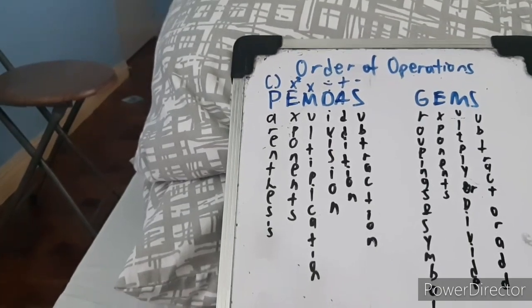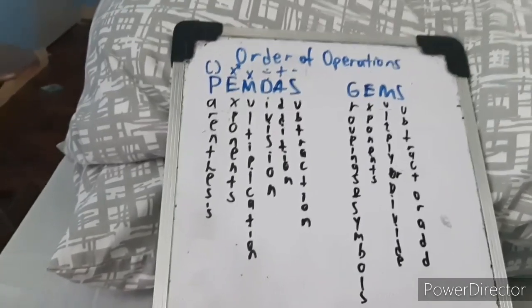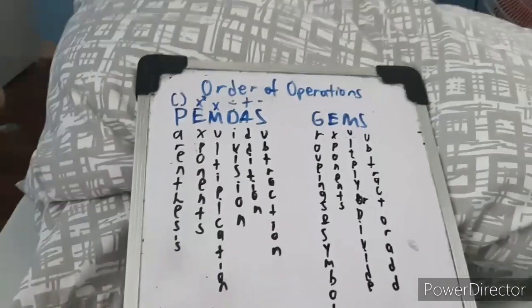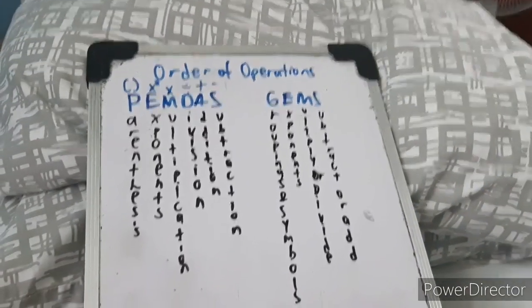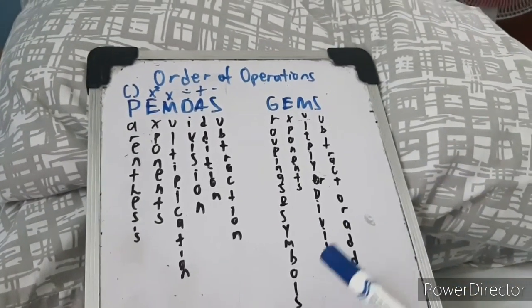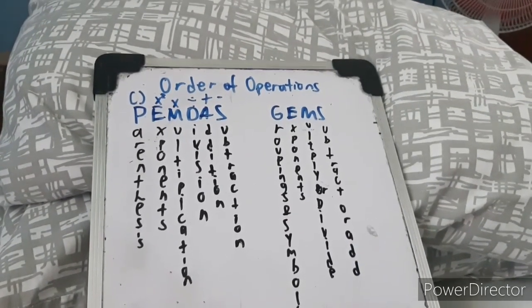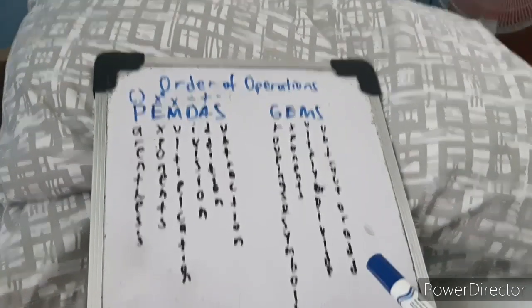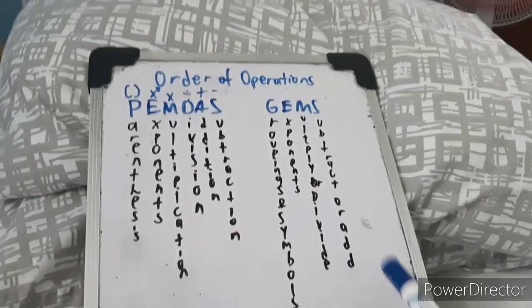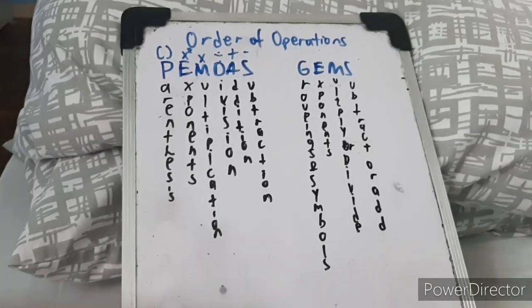So, the easiest way to remember para hindi ka malilito ay ang gems. Alam mo yung gems na diamond? Parang ganun din ang proseso sa paggawa ng mga order of operations. Groupings and symbols for G, exponents for E, multiplication or divisions for M, tapos subtract or add para sa letter S. So, G-E-M-S, gems. Yan ang pinaka basic na tandaan. Pero mas matatandaan when you use a phrase.